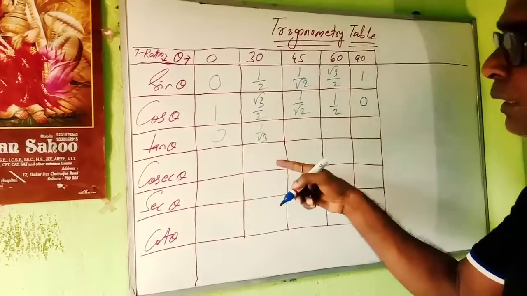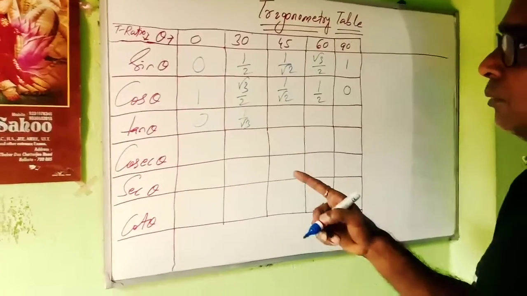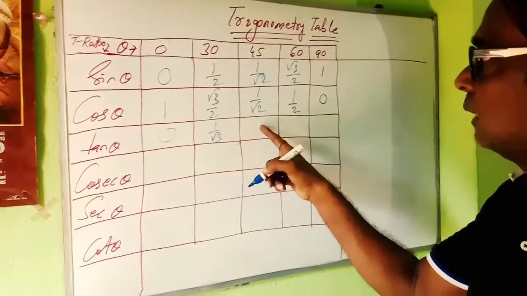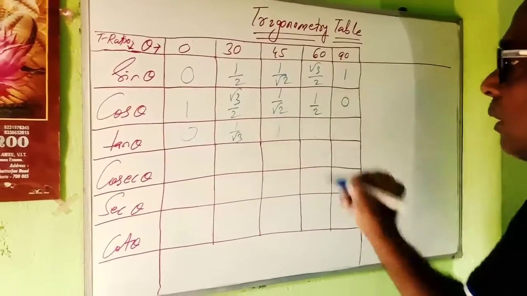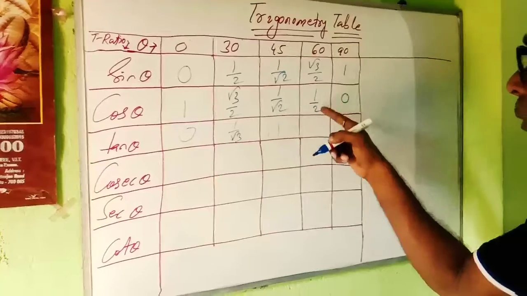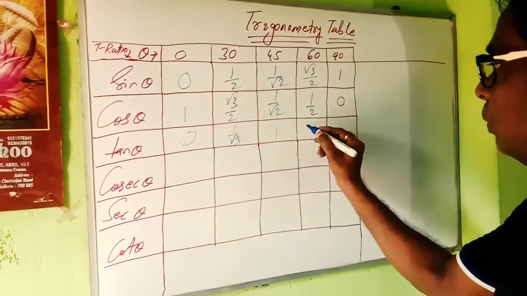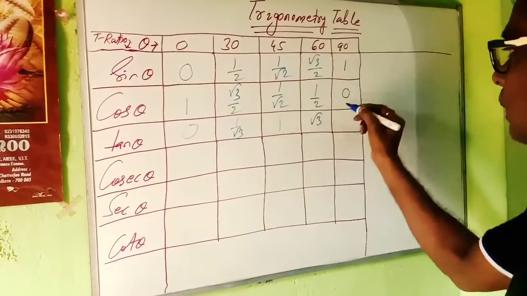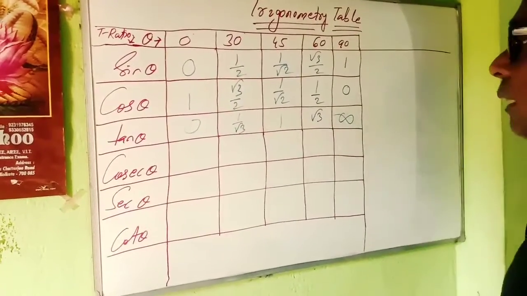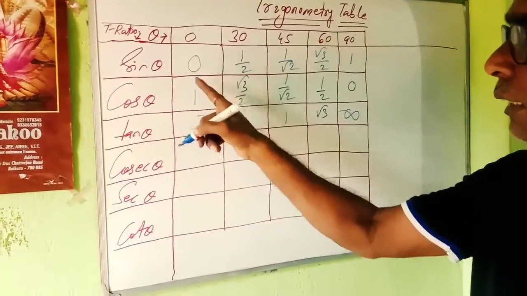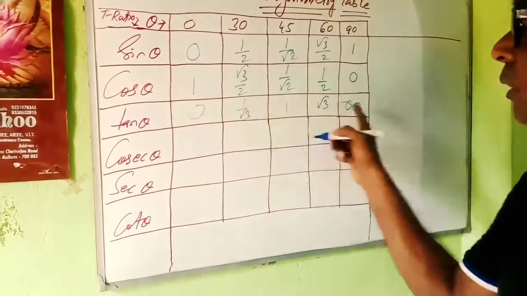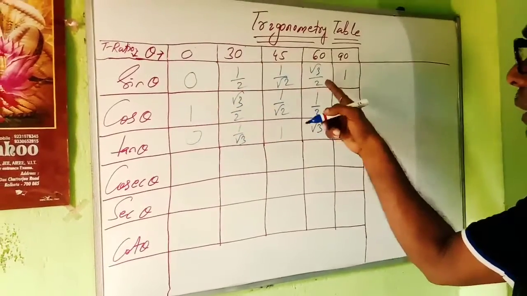Either you memorize this one, or I have already calculated to find it out. Same process, tan 45, sin theta by cos theta, how much? 1. Same thing, root 3 by 2 divided by 1 by 2 is how much? Only root 3. Next 1 by 0, that is not defined. Okay, sin theta, cos theta, tan theta values are done up to 0, 30, 45, 60, 90.